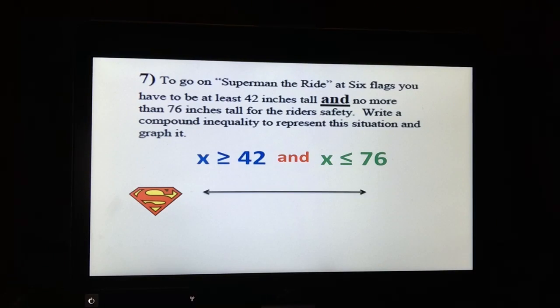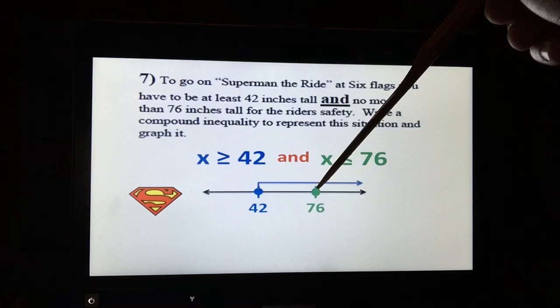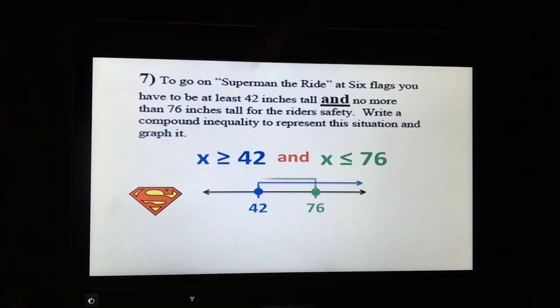So just like we did before, we're going to put both points on the line. We have the 42 there. We have the 76. All right, now we do have "or equal to" bars, so we are going to put closed circles on both of them. All right, just like in number 5, we went up and to the right, and just like number 6, we went up and to the left.